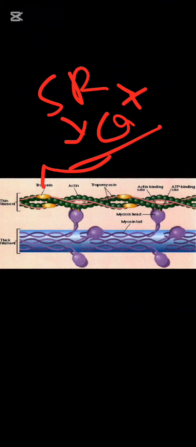Is it clear? So as you know, the sarcoplasmic reticulum releases the calcium ion for muscle contraction. Now this condition is the releasing of calcium ion, and this calcium ion then moves and attaches with the troponin. Is it clear? So this myosin head attaches with the troponin. This is the muscle contraction.